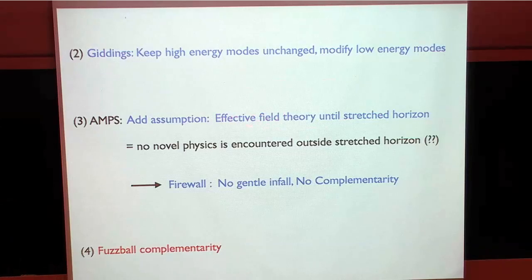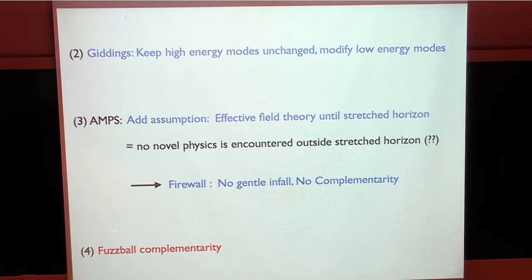Effective field theory should be valid for something which falls in until it reaches the horizon of the black hole, within one Planck length of it, which is called the stretched horizon. So I wrote it like this: no novel physics is encountered outside the stretched horizon. This was my interpretation of how it works, so I put question marks on that. But under this condition, assuming that this is how I should use it, the argument of AMPS was you'll get a firewall, which means no gentle infall, and certainly no complementarity.